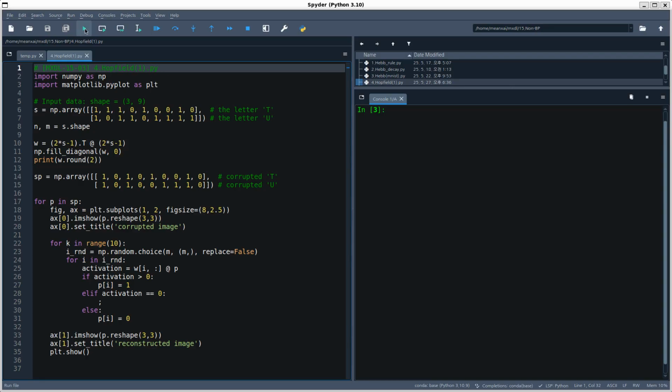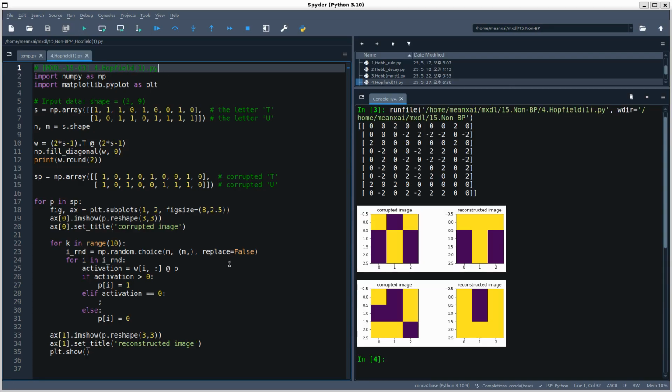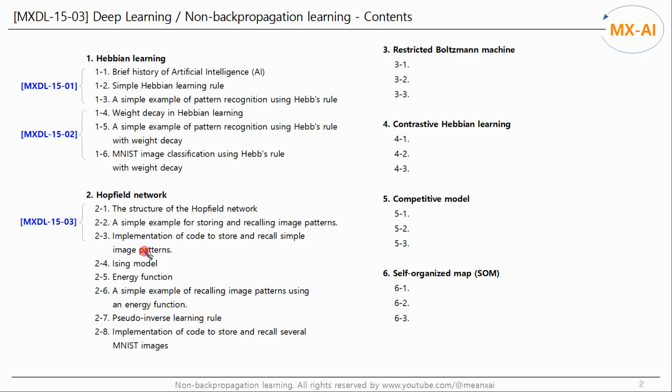Let's run this code. We got the following results. In this video, we look at the basic operation of a Hopfield network. In the next video, we'll look at the energy function of a Hopfield network.